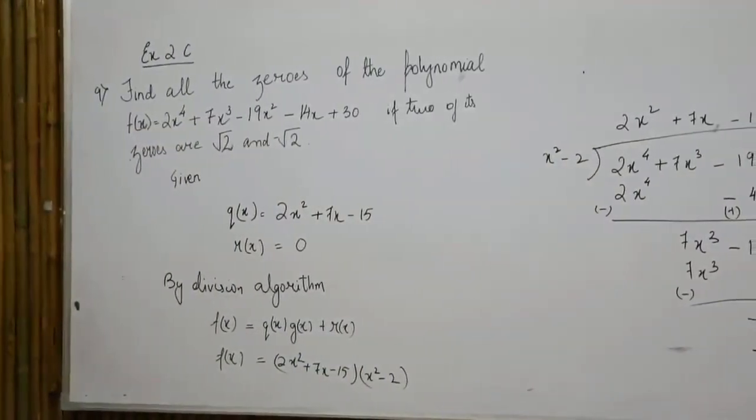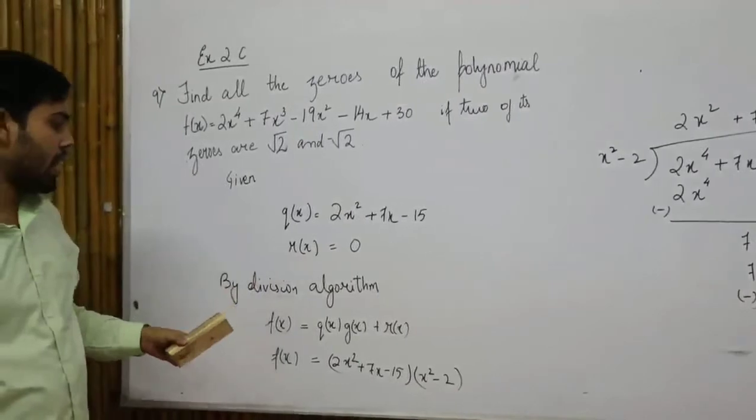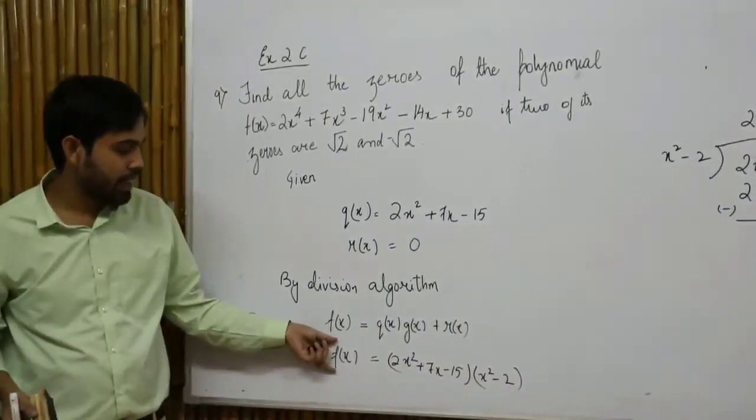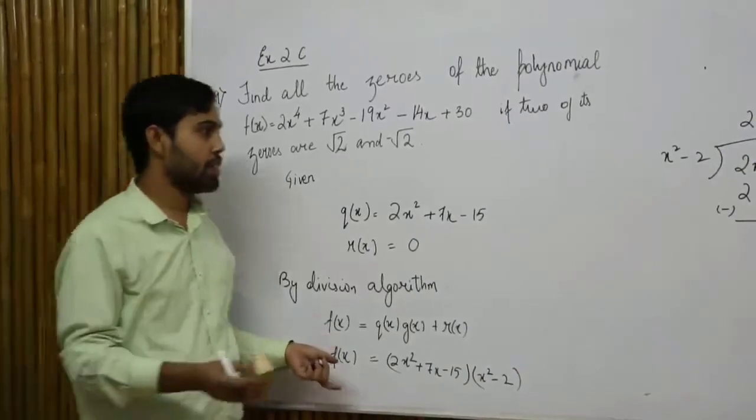Now the question is asking me to find all the zeros. When will I get 0? If I can make f of x equal to 0. So in the next step I will do this.